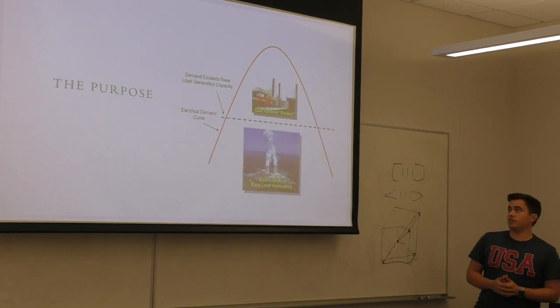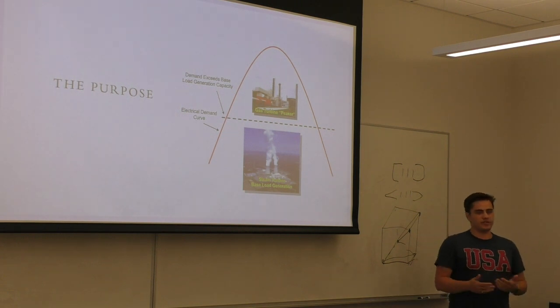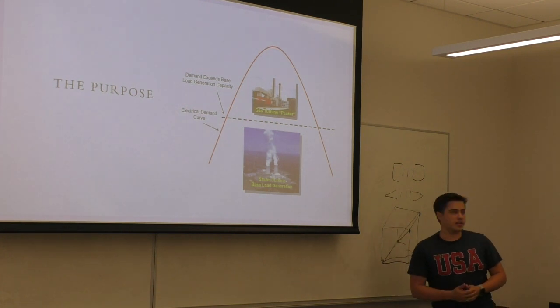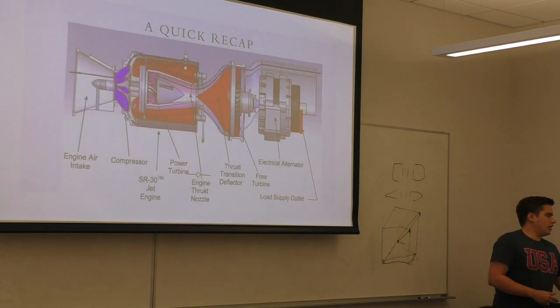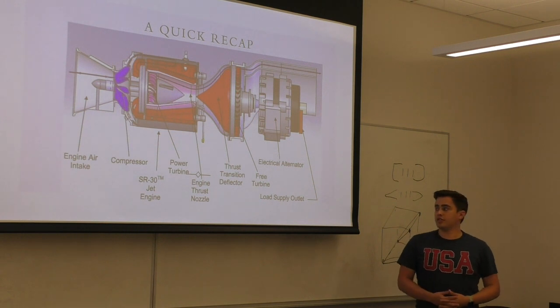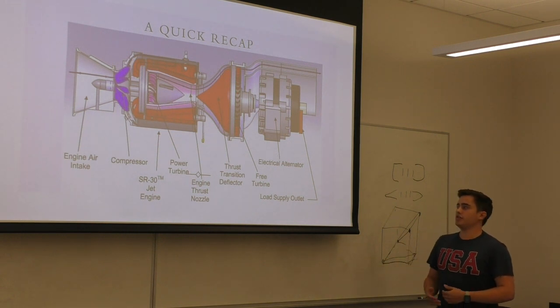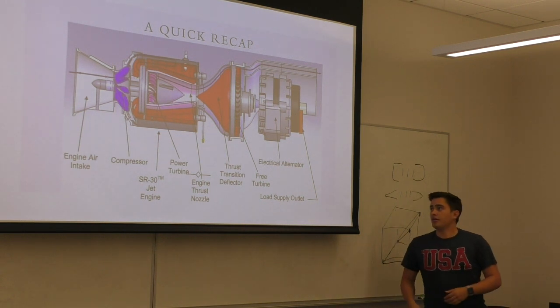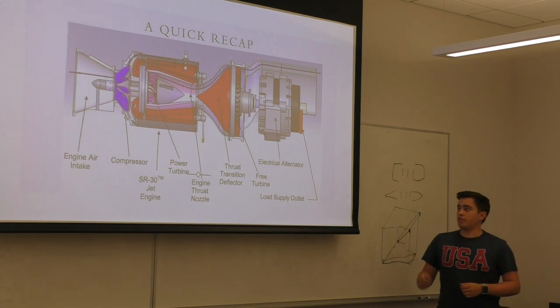The main purpose of this particular jet engine is that it's used as a peaker. This is only used during peak times during the day where, let's say, middle of June, everybody has their AC running and it's too much load on the grid. So to quickly generate more power, they'll start using these at the peak times of the day. And this is a little recap as to how it works. Similar to any other engine, you're going to have an intake, some kind of compression, fuel addition, and you're going to combust it and then extract work from it.